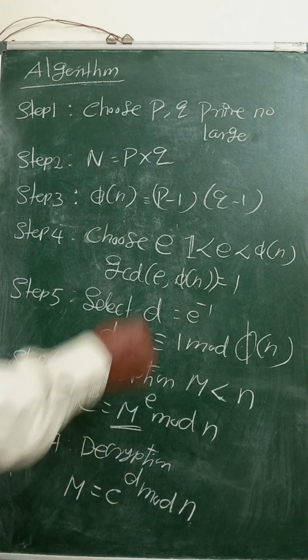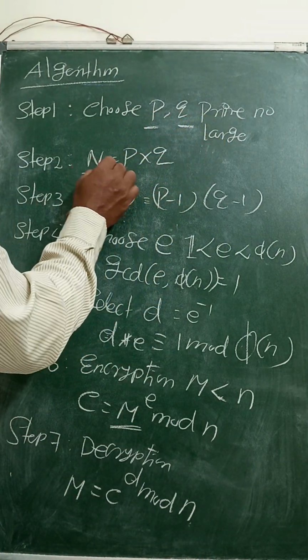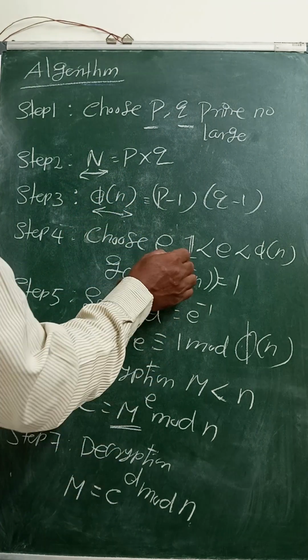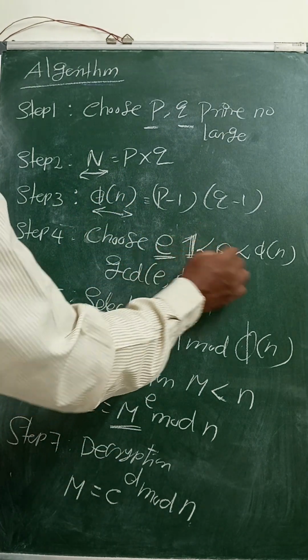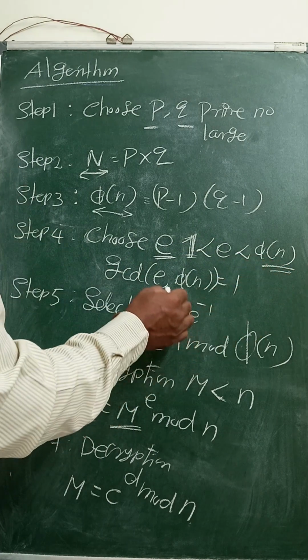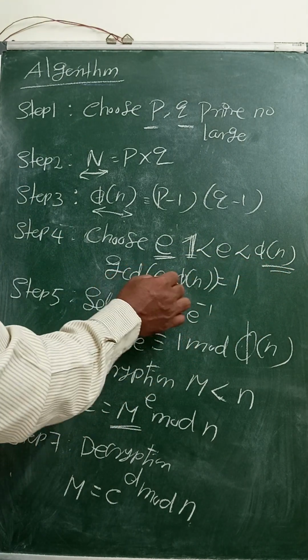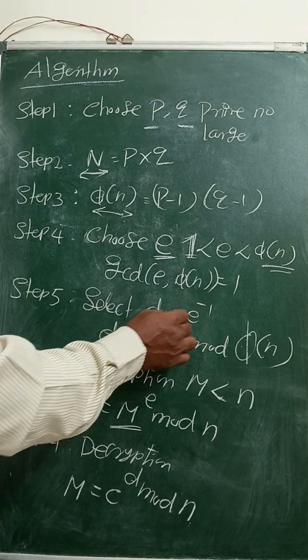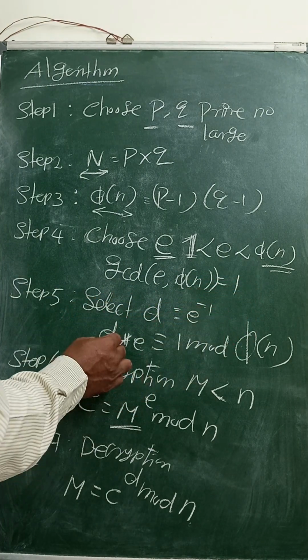M equal to C to the power of D mod N. So these are the 7 steps to execute this. P, Q, and n need to be computed, and the totient function needs to be computed. Choose the variable e greater than 1 and less than the totient function of n. GCD of e and the totient function must be 1.